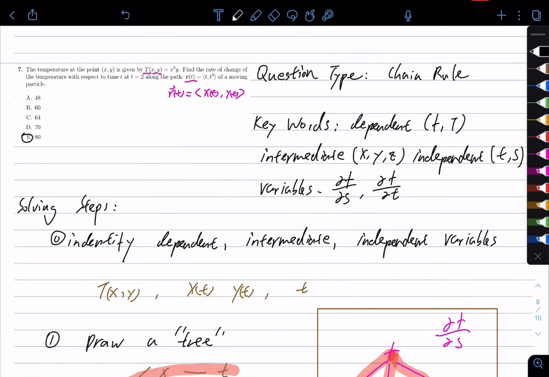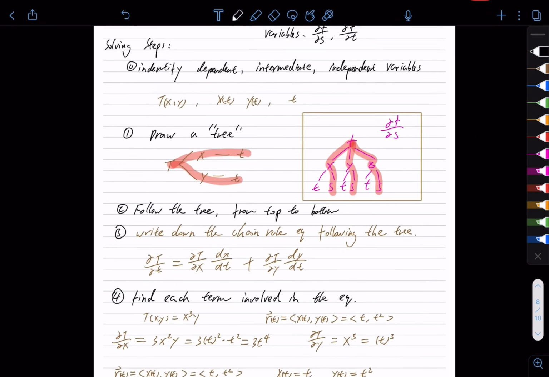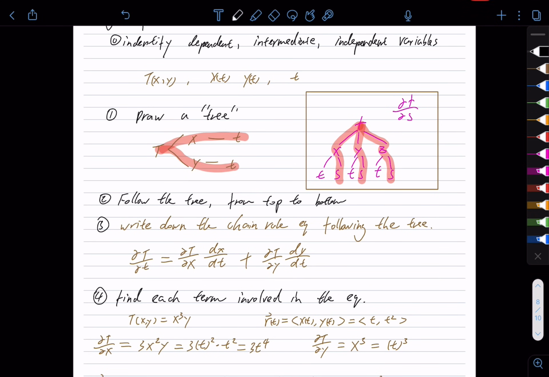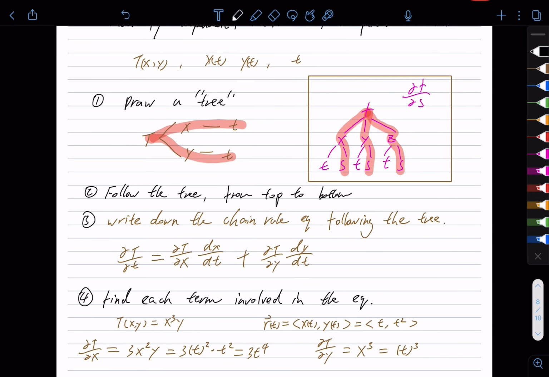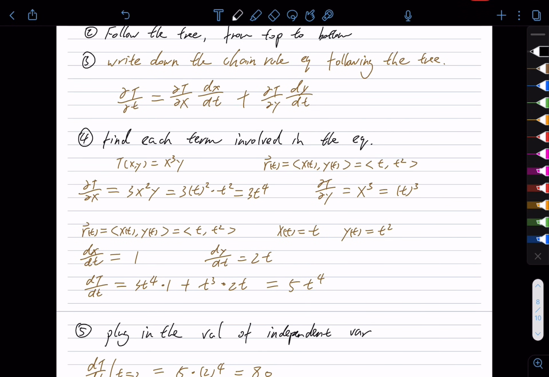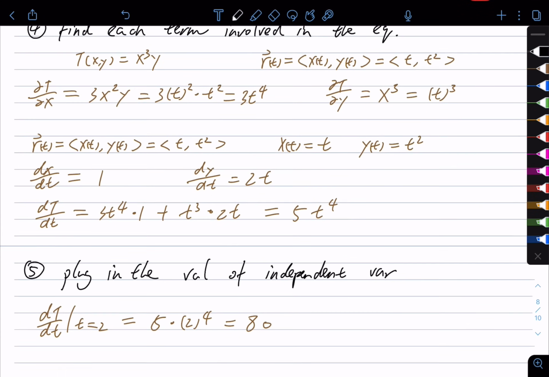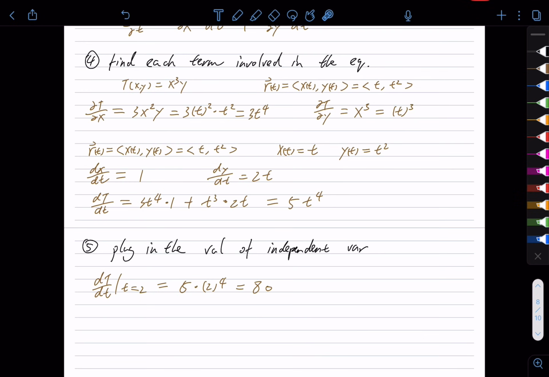Okay? This is a little bit longer question, right? But I hope the preparation, drawing the tree, and then following the tree to arrive at your chain rule equation, and then the rest is just finding the components inside the chain rule equation, and then finally plugging in a point, right? And this is how you can solve a chain rule question.